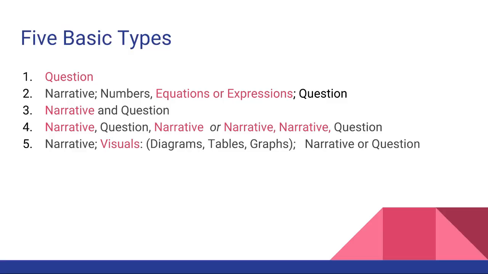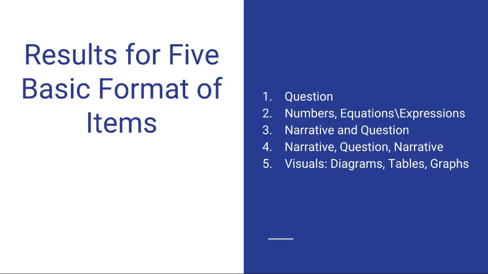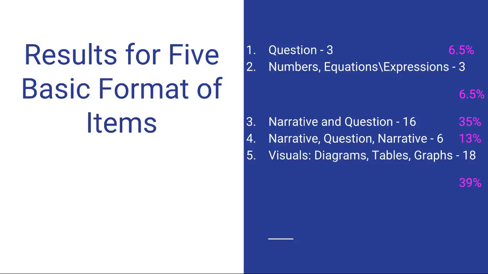Which do you think occurred least often? Here are the results for the test. Number 1, question. There were 3 items. That's just 6.5%. Number 2, numbers, equations, and expressions. There were just 3 items. Again, 6.5%.